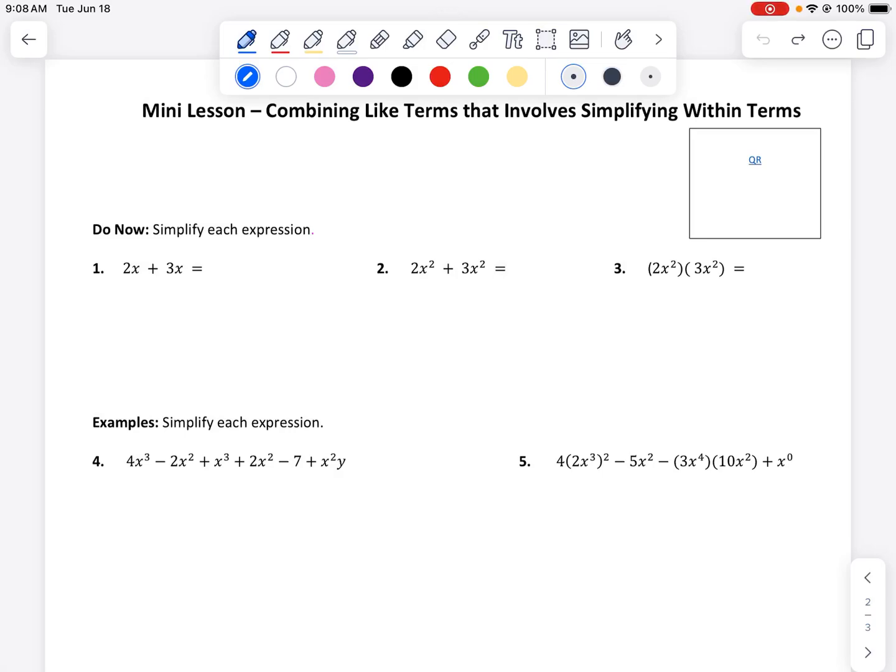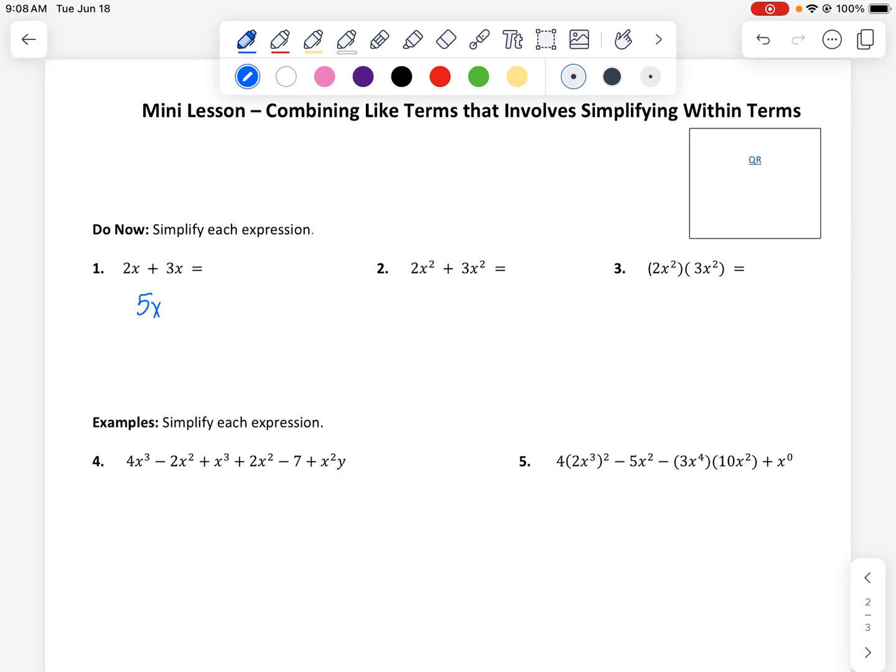This is a mini lesson for combining like terms that involves simplifying within terms. So the Do Now has 3 problems that review skills from 6th and 7th grade and then our new skills with 8th grade. So if you recall, 2x plus 3x, those are like terms, and so we get 5x. We're saying how many x's do we have?